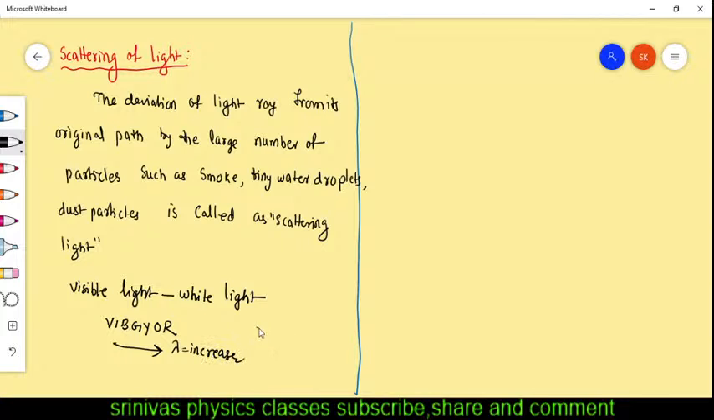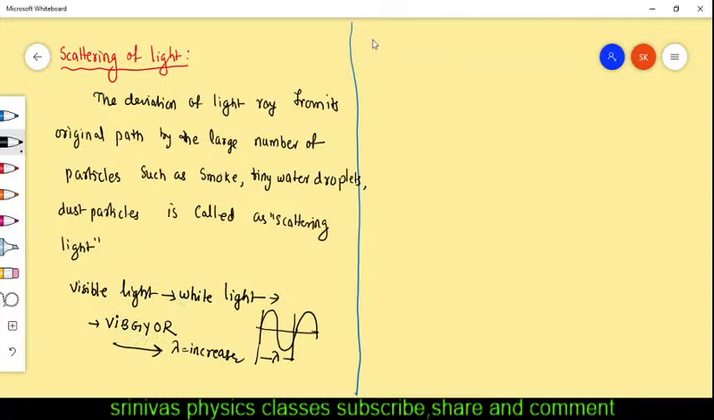Wavelength means what? Light travels in the form of wave, right? Now this is the first crest, this is the second crest. The distance between the successive crests is called the wavelength. And different colors have different wavelengths. White light is the combination of seven colors: violet, indigo, blue, green, yellow, orange, red. These are the seven colors.